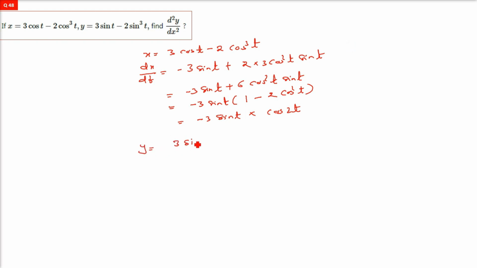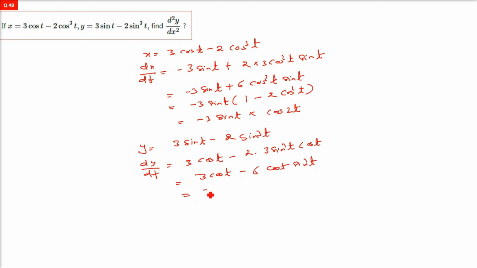This is y. y is 3 sin t minus 2 sin cube t. So dy by dt will be 3 times the derivative of sin t, which is cos t, minus 2 times sin cube t, which gives 3 sin square t times the derivative of sin t, which is cos t. This will be 3 cos t minus 6 cos t sin square t. Now I am taking 3 cos t common from here. So what do you get? 1 minus 2 sin square t.